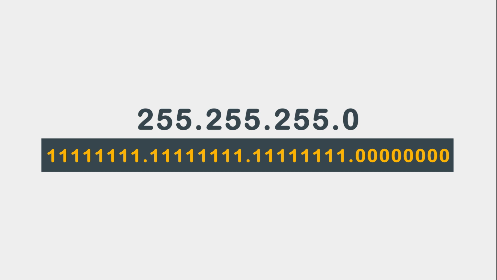A subnet mask of 255, 255, 255, and 0 would convert to all ones, all ones, all ones, and all zeros in binary. Note the binary subnet mask values cannot interweave ones and zeros. The ones are on the left, and the zeros, if they exist, are on the right.